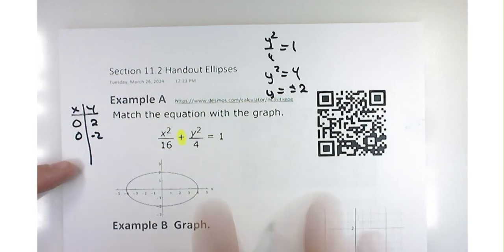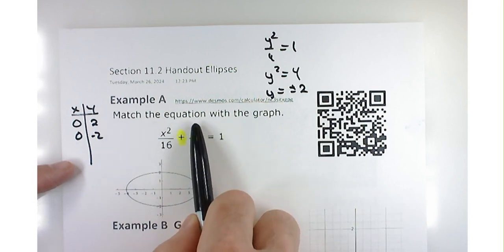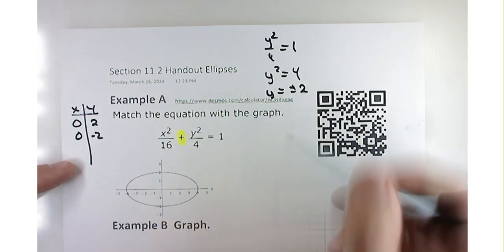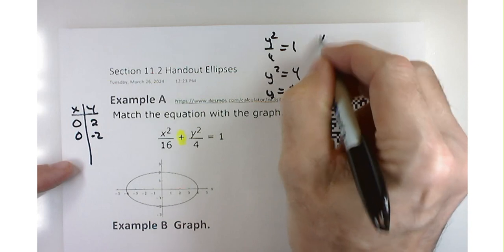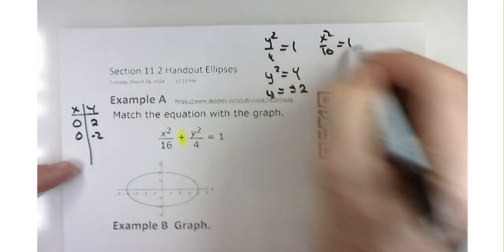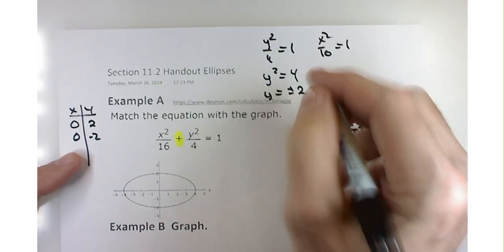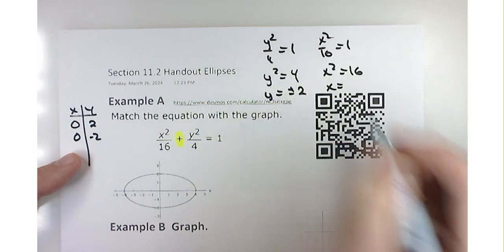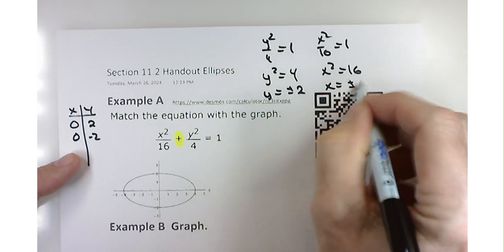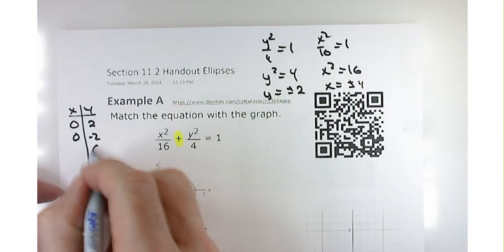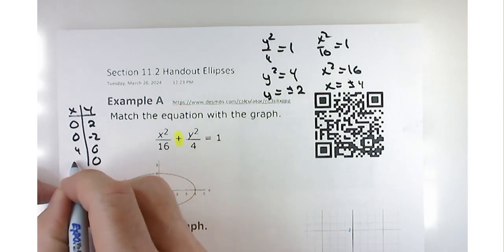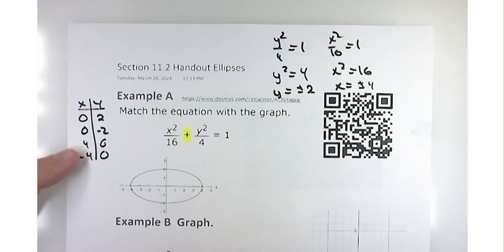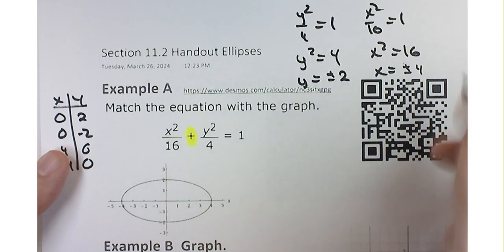We can play the same game for the x's. If you set y equals 0, you're going to find the x-intercepts. That's going to give you x squared over 16 equals 1. And I think you can kind of guess what's going to happen. x squared equals 16. What does x equal? Plus or minus 4. So there's going to be 0 for y, 4 for x, and negative 4 for x. So two solutions. Make sure you do both of those.